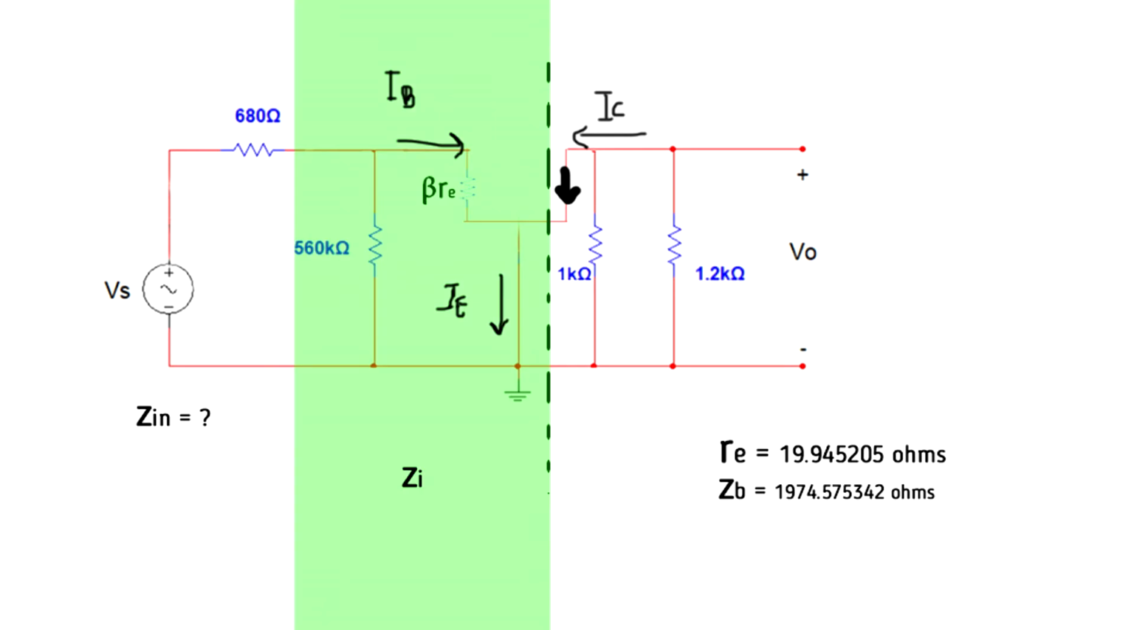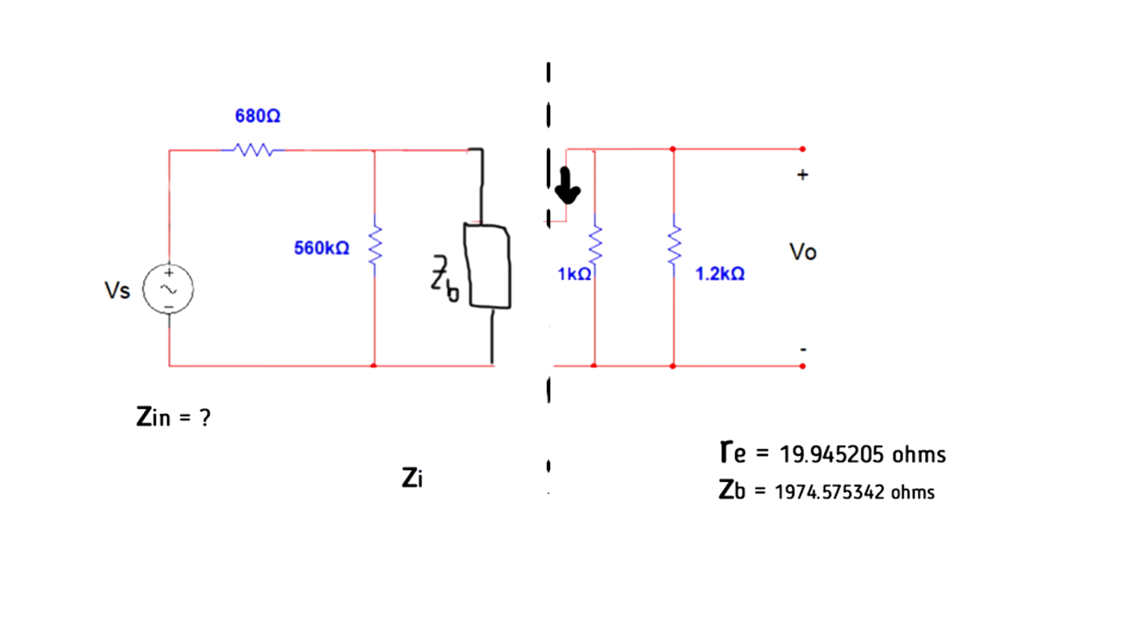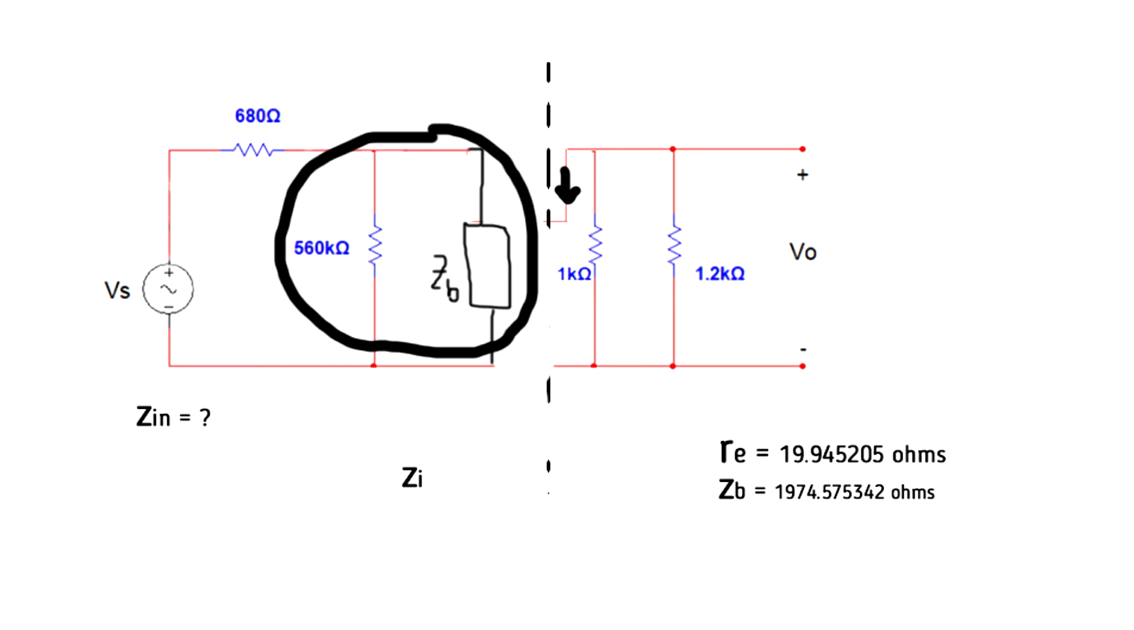Now, let's take a look at this area here. Let's call this ZI. In order to solve for ZI, let's simplify the circuit like this. We already solved that part, so let's just simplify it as ZB. Now, this circuit right here is just a simple parallel circuit. Therefore, ZI is equal to 560 kiloohms parallel to ZB.